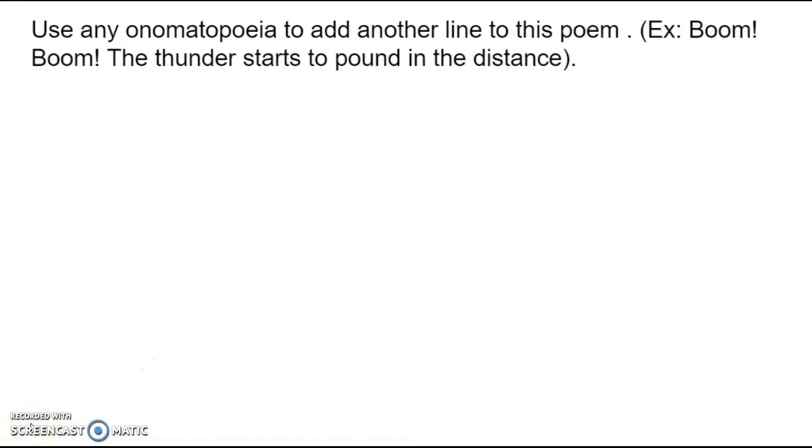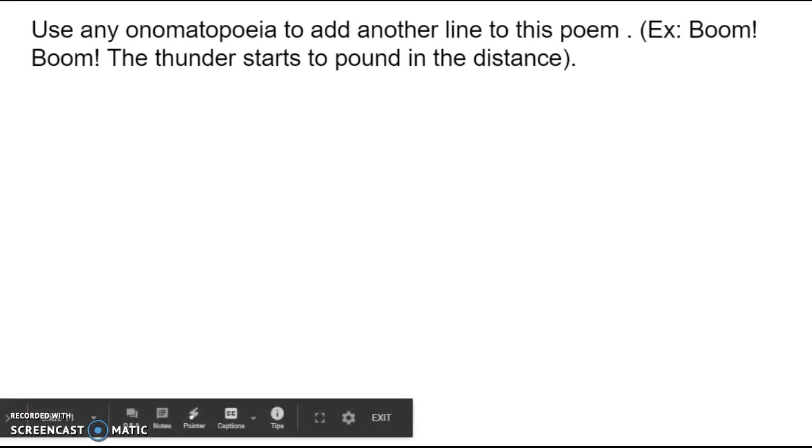The author's purpose of using onomatopoeia is to make the poem more interesting and more enjoyable, or more entertaining, for the readers to read. So you're going to practice doing this by using onomatopoeia to add another line to this poem.